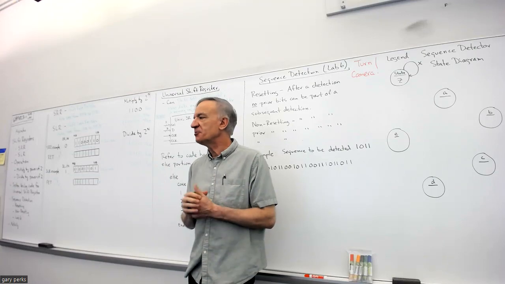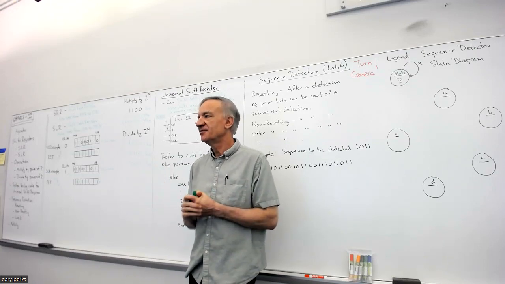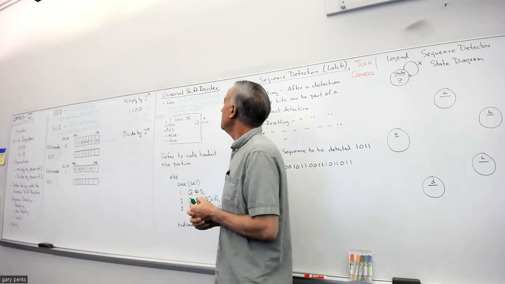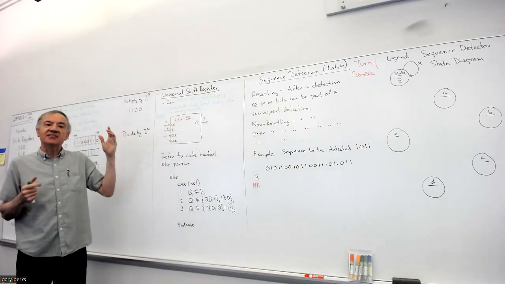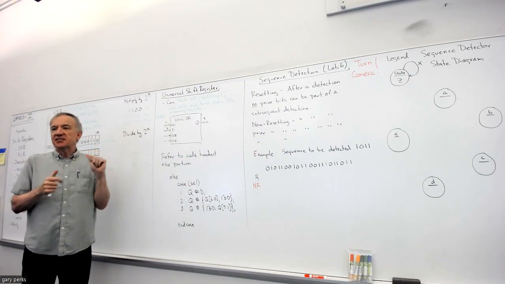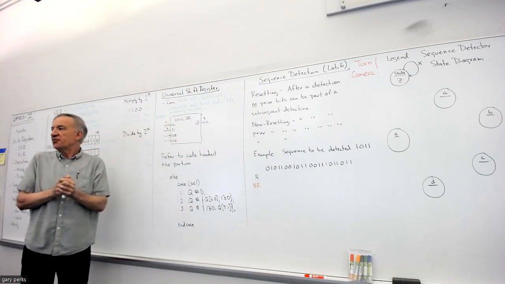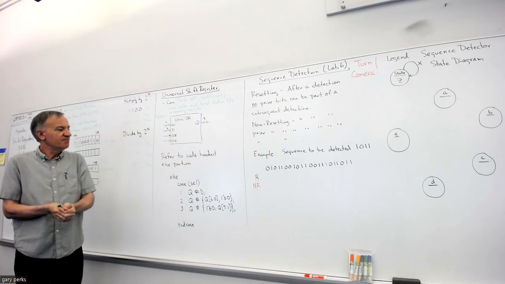If I have 2 bits, I can represent how many values? 4, right? 2 to the 2, 4. So you see, this universal shift register can do 4 different things, and the select bits determine which of the 4 things it's going to do, okay?